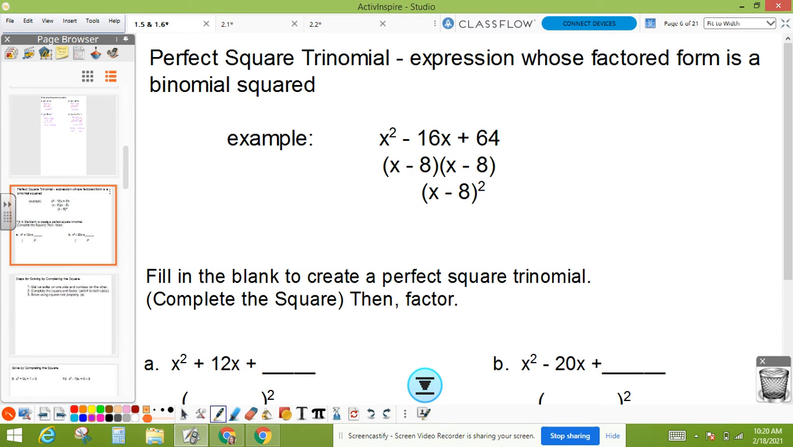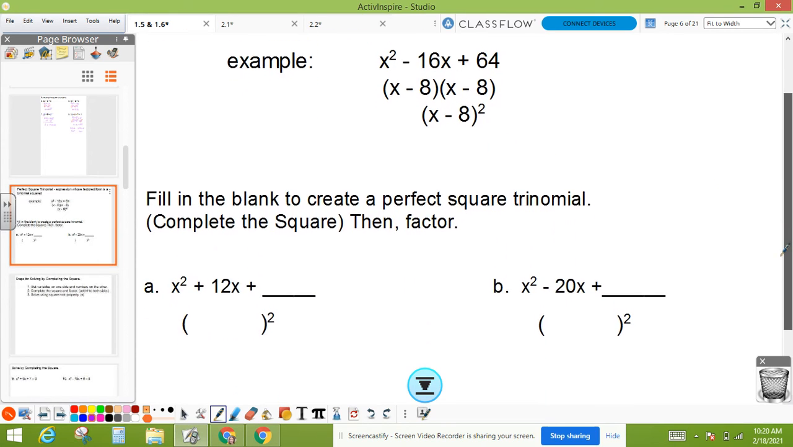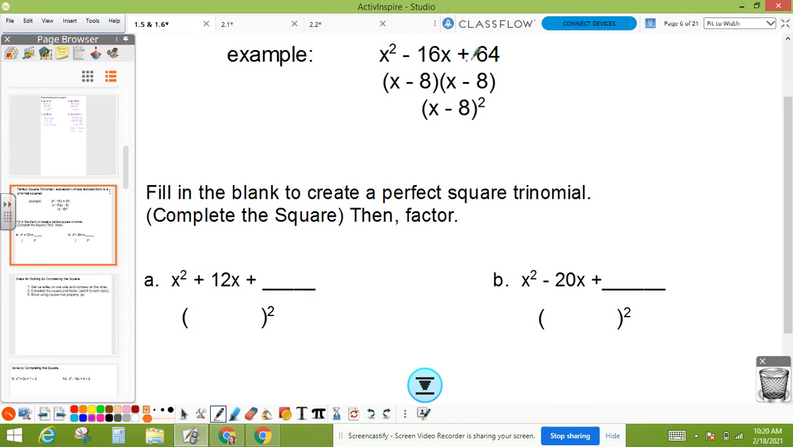Like 3 times 3 is 9. So 9 is a perfect square. Well, x minus 8 times x minus 8 gives you this guy. So he's a perfect square. He's just an ugly perfect square. So we're going to, first of all, just practice how do I make this happen? How do I force something to be a perfect square trinomial? So if I just give you this part, what magic number goes here to make it factor pretty?